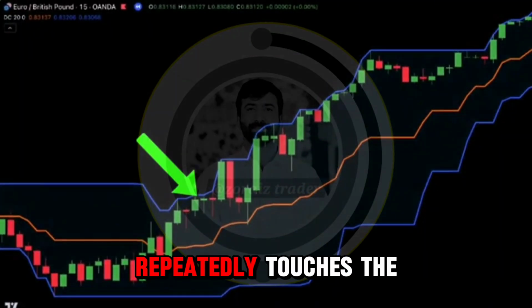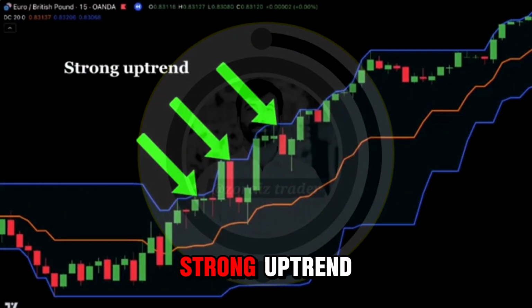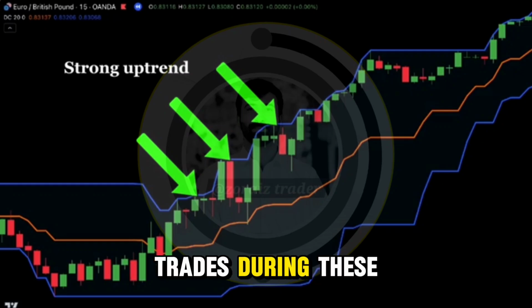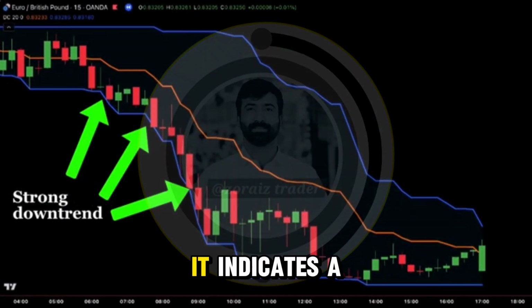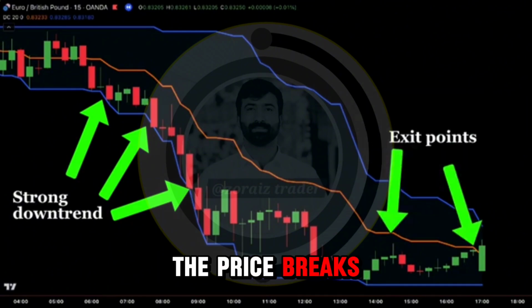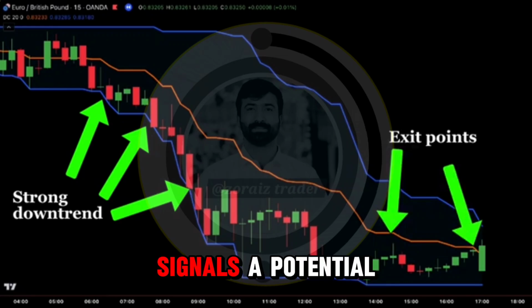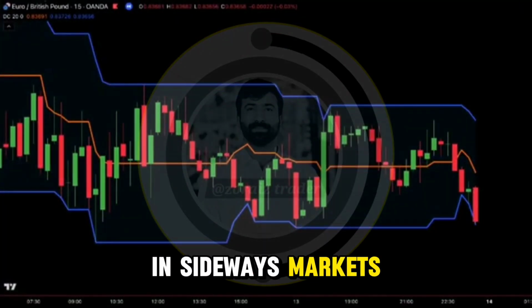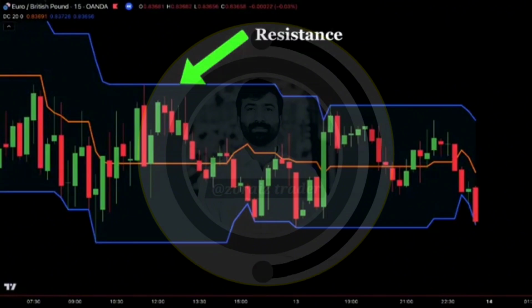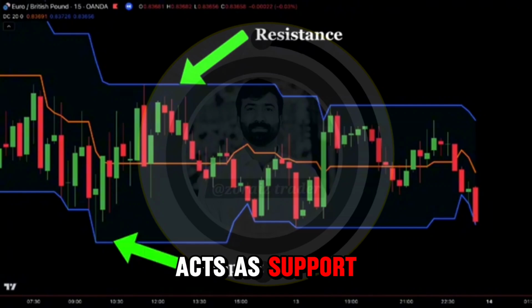When the price repeatedly touches the upper band, it signals a strong uptrend. Look for long trades during these periods. When the price consistently touches the lower band, it indicates a strong downtrend. Look for short trades during these periods. Exit trades when the price breaks away from the bands, as this often signals a potential reversal. In sideways markets, the upper band acts as resistance, providing opportunities for short trades. The lower band acts as support, offering long trade setups.